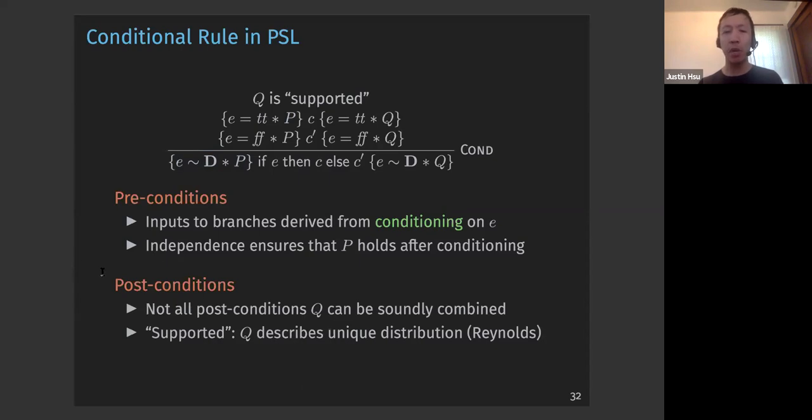Essentially, Q being supported means that Q describes a unique distribution. This is a standard concept from separation logic, and it's needed for technical reasons to ensure that Q is preserved when we take a convex combination of distributions to union the results of the two branches. Okay.